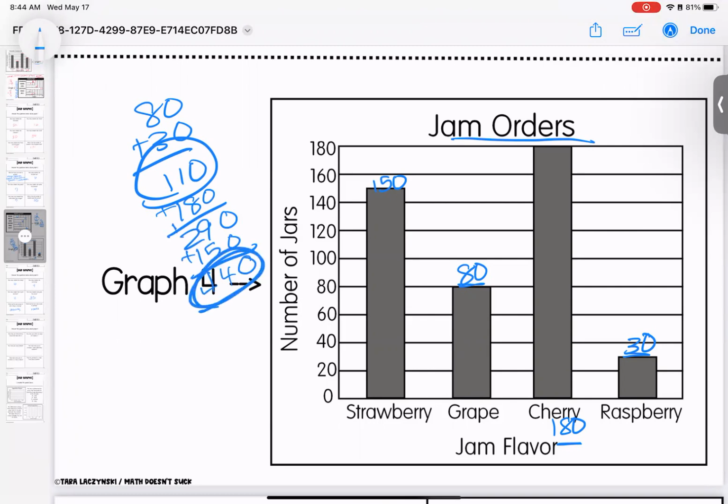0, 14, and 4. So 440 totals were ordered. How many more jars of strawberry were ordered than raspberry? Strawberry is 150. Raspberry is 30. How many more? Tells us to subtract. 5 minus 3 is 2. Bring down our 1, 120 more.